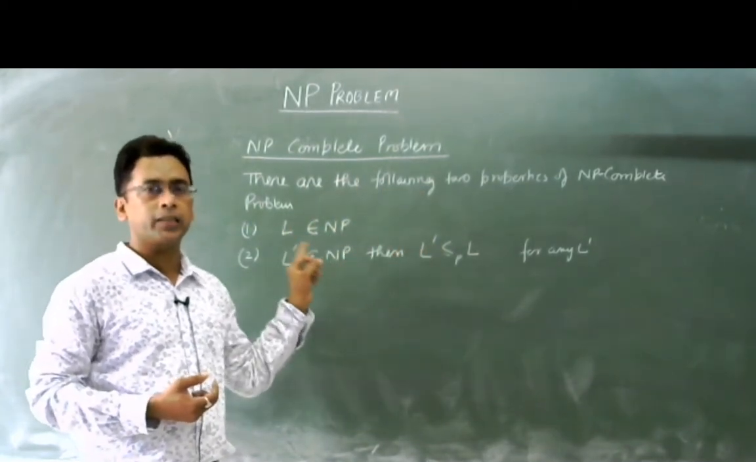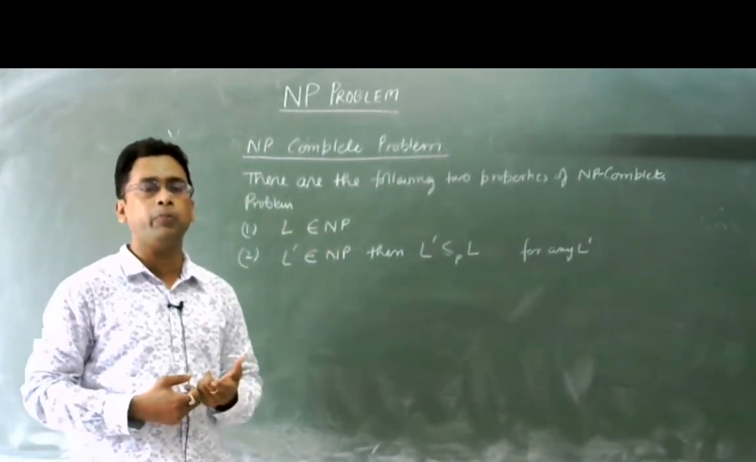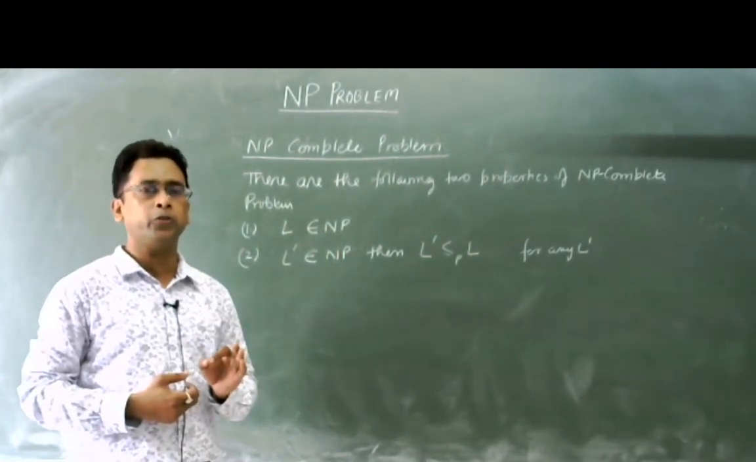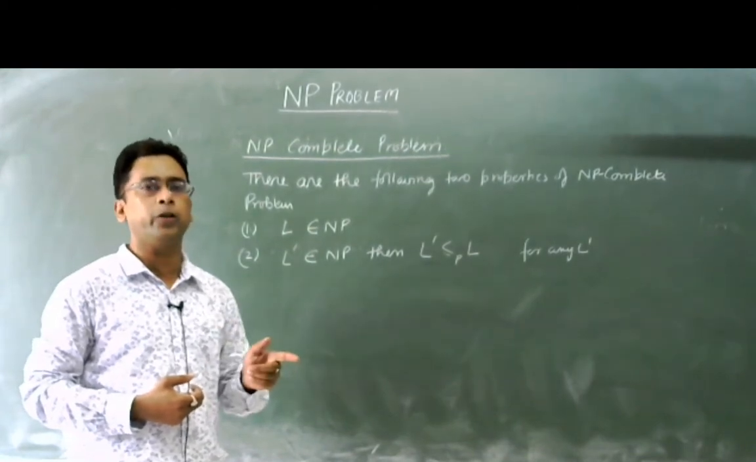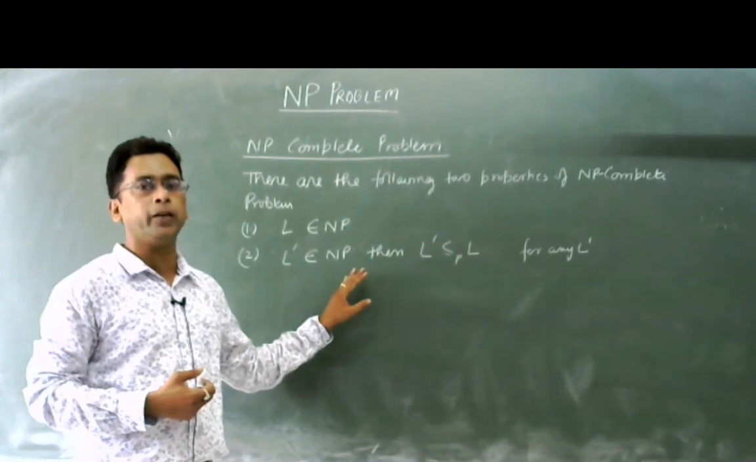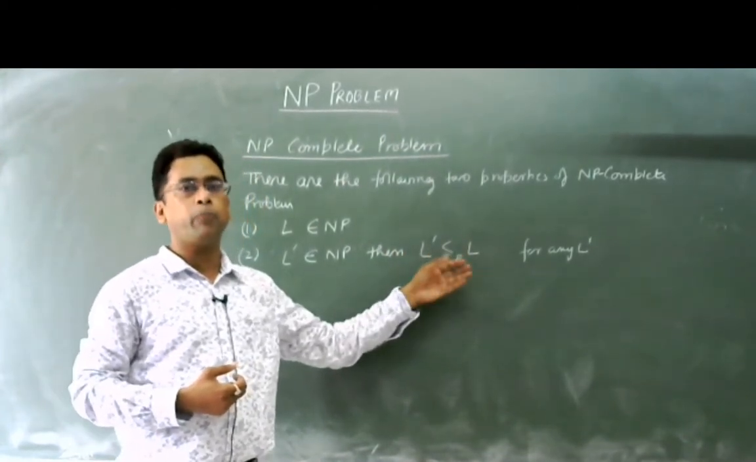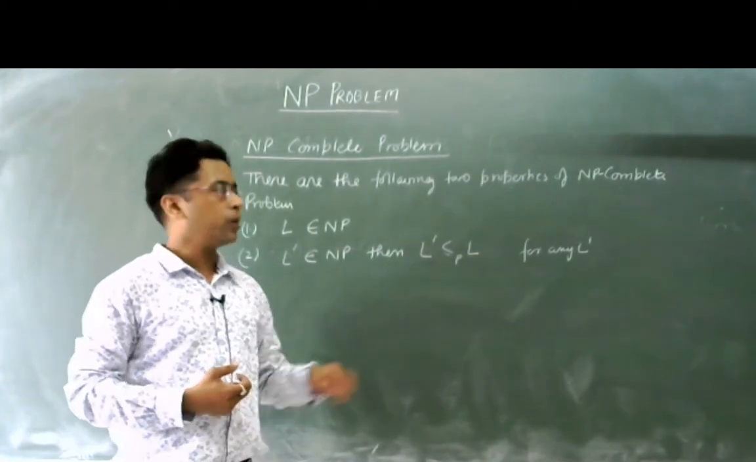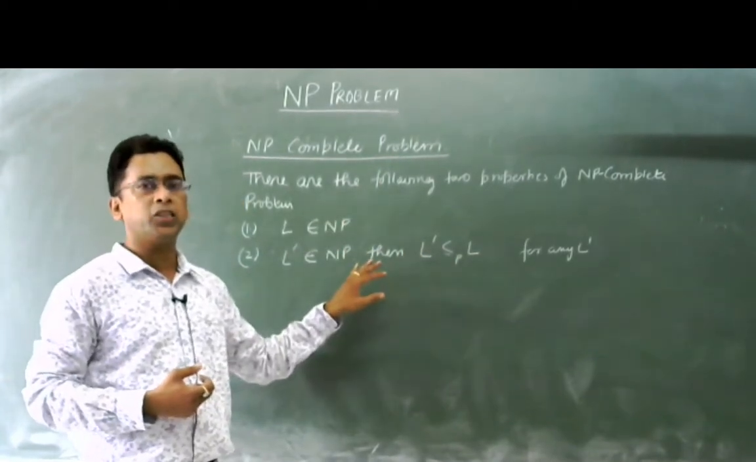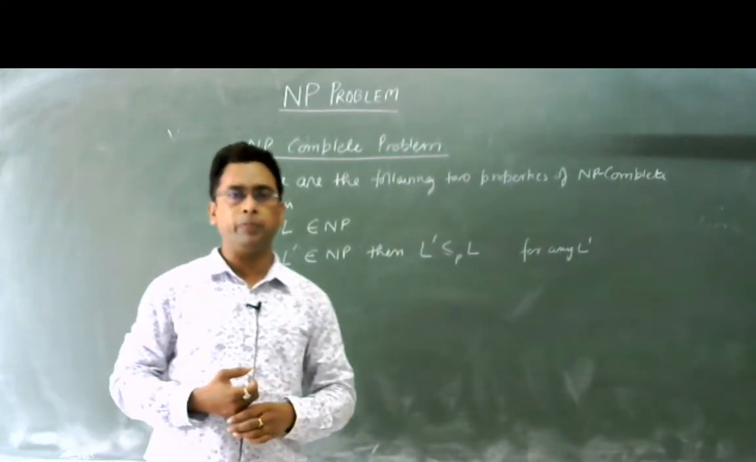First of all, this is the condition that L should belong to NP. It should be an NP problem. There should be no polynomial solution, but it can be verified within polynomial time. And if there is any other problem that is also claimed to be an NP problem, then that problem should be reducible in polynomial time to that problem. So if these two conditions are satisfied, then that problem is called an NP complete problem.